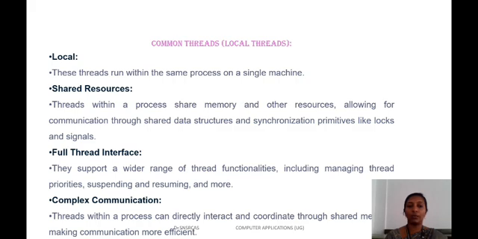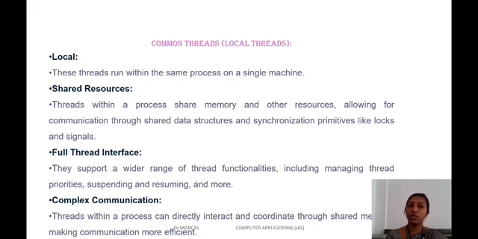Next, common thread. A common thread is otherwise called a local thread. These threads run within the same process on a single machine. Threads share memory within the process resources. A local thread cannot distribute the thread processing; it does the processing within the single machine. Its benefits are shared resources, full thread interface, and complex communication.